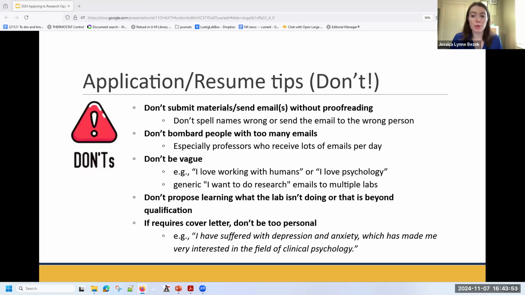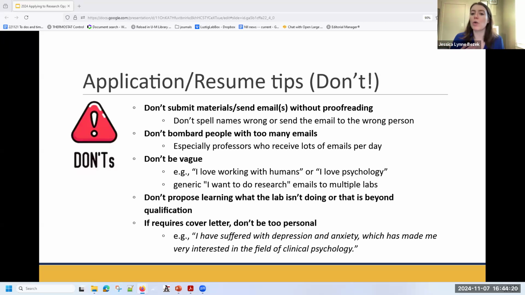Also, just like what we were saying with what they're currently working on, we don't want to propose learning about something that the lab isn't doing, or asking to do things that would be beyond what an undergraduate research position would be working on. We kind of need to work stepwise, right? We gain the skills and then we advance to the next level and set of responsibilities in a lab.